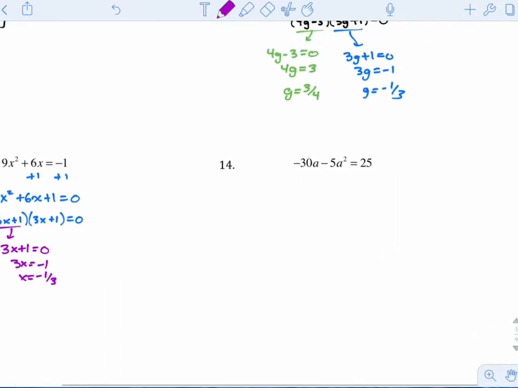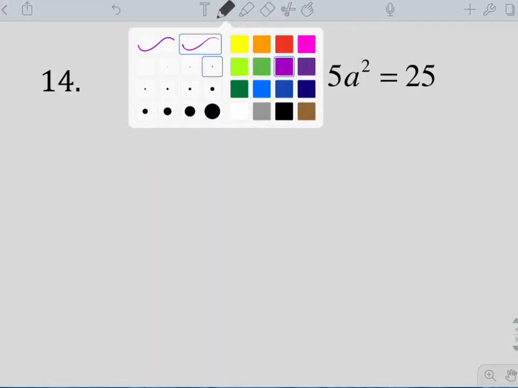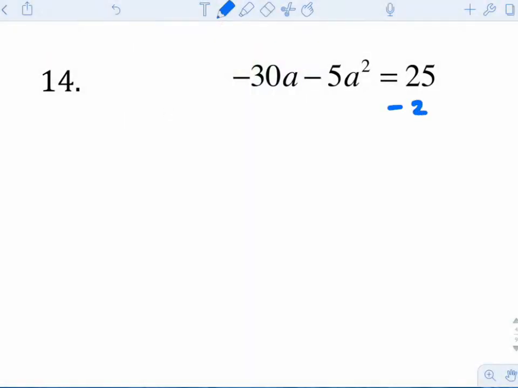Okay, got a couple more. All right, again, I'm noticing that we have on one side of the equation not 0, so let's go ahead and subtract that 25 so that we do have a 0 on one side of the equation.